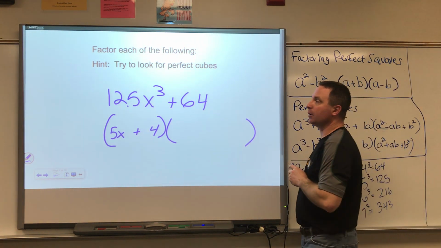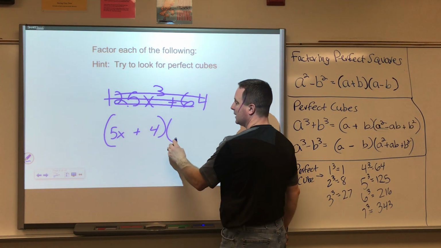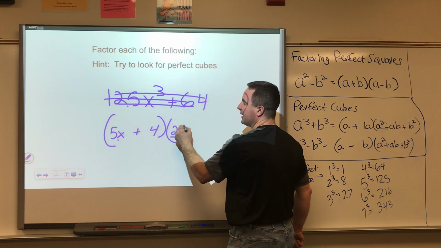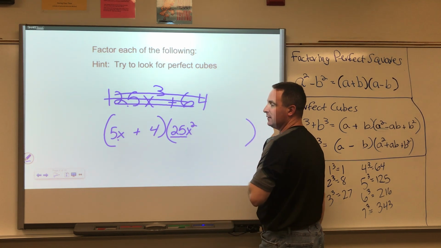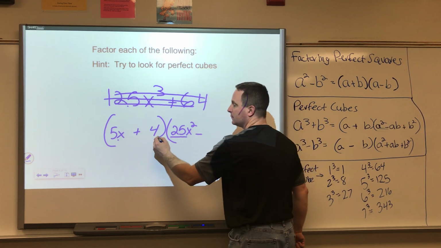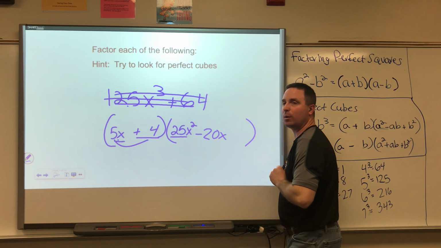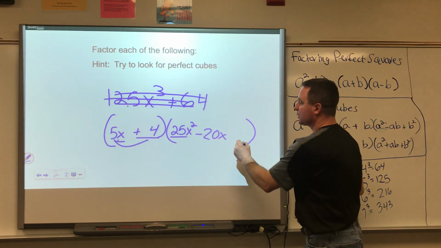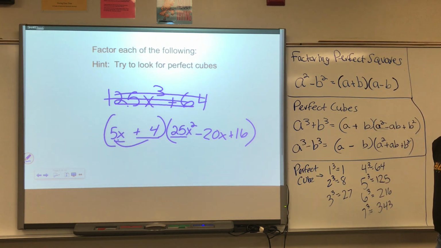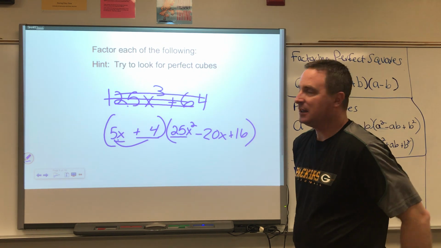So I just did the cube root of each one, and then I'm essentially done with this. The first number comes from the square of the first number there. That's 25x squared. Change the sign. Multiply the two together. 5 times 4 is 20x. And then square the last number, plus 16. I hope it's getting a little bit easier anyway.